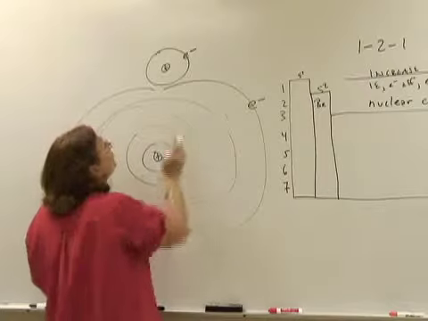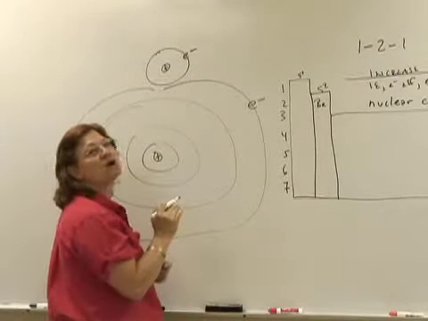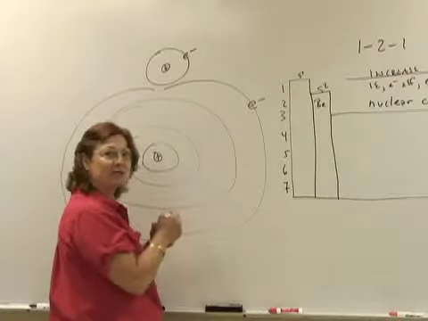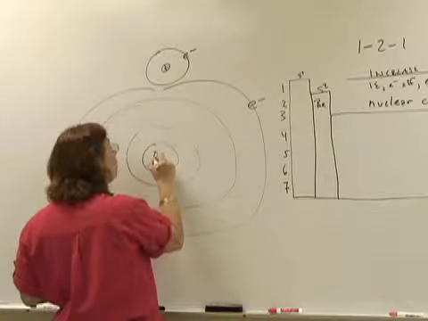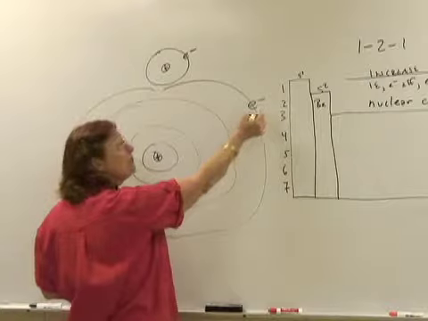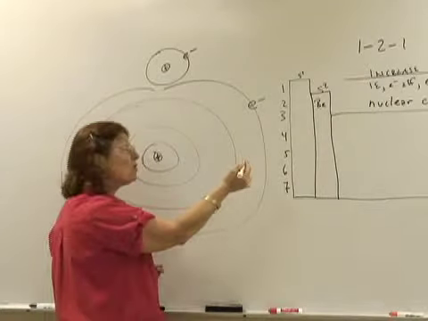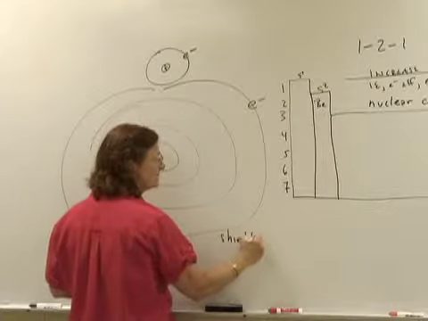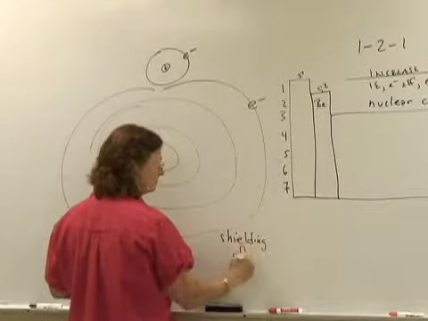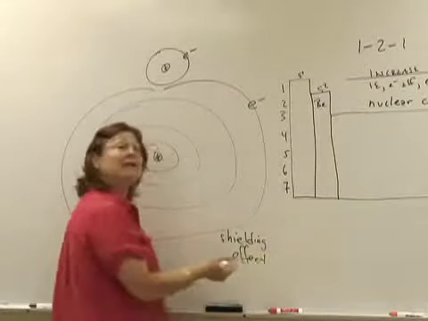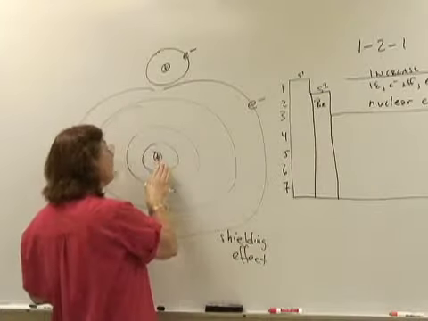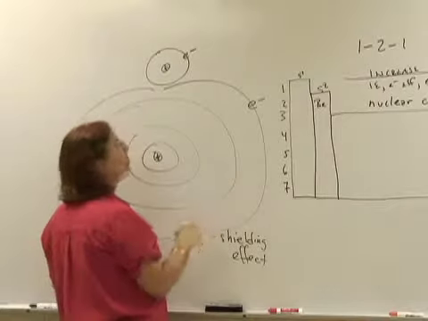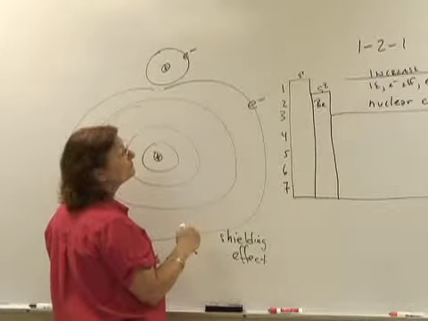And this is like when we are very young and we live at home. Our parents are our nucleus. They have lots of control. As we get older and we move away from our parents, the parents have less control. And we call this the shielding effect. The electrons are shielded from the nuclear charge because they're so far away as we move down the group.